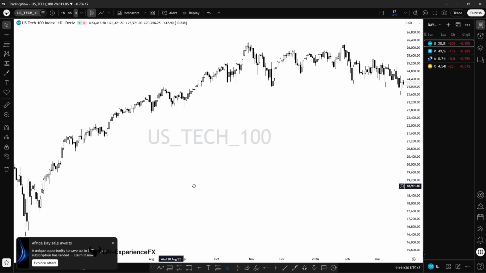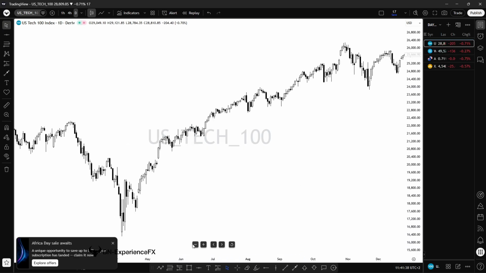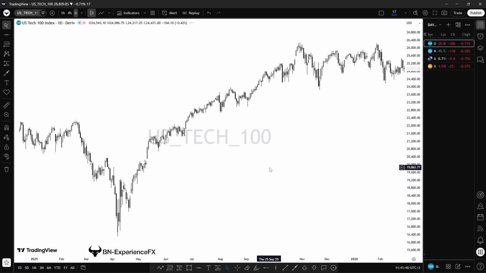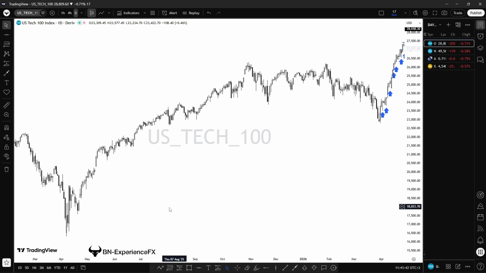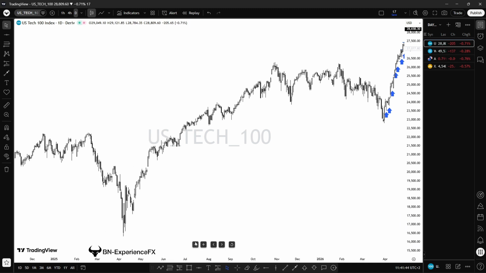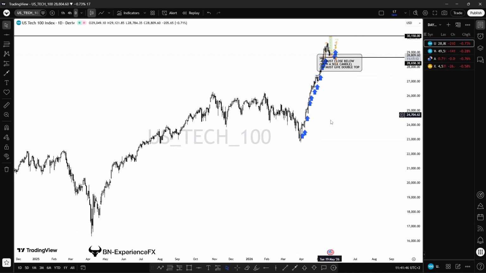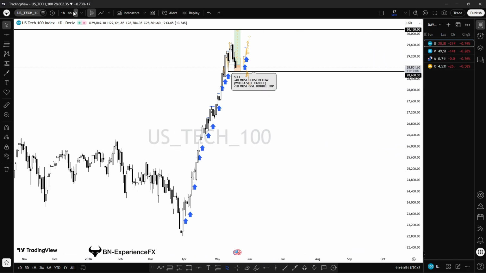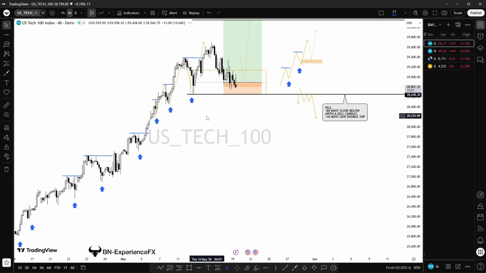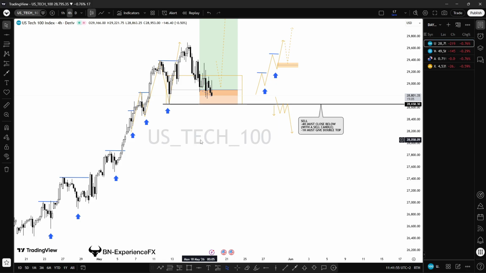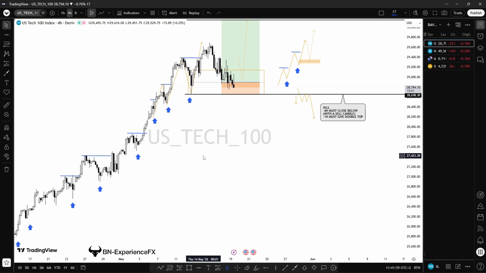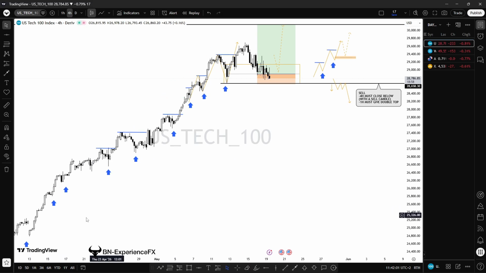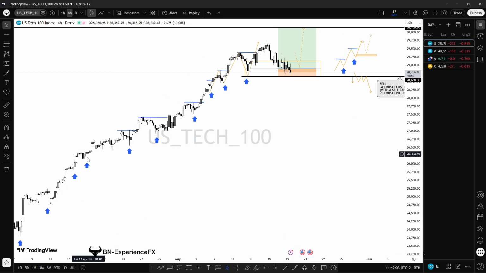So NASDAQ, guys, as you can see, this is the daily time frame, by the way. As you can see, it's currently in a very strong bullish market structure, right? And it's only right to continue with what the market is doing, not to try and go against it or try to predict it. I always like to go with the flow. So the market structure that I'm seeing is a bullish market structure.